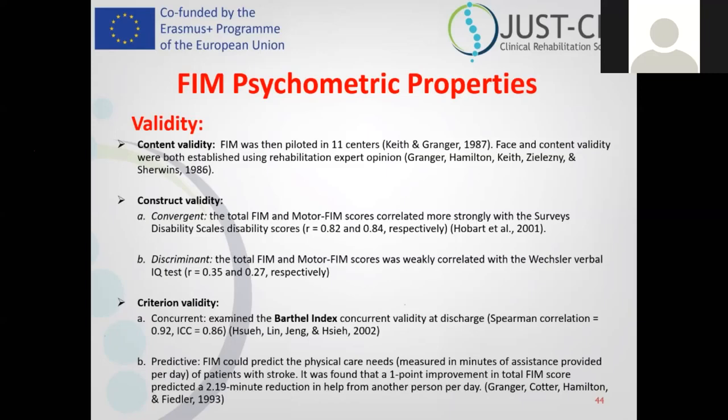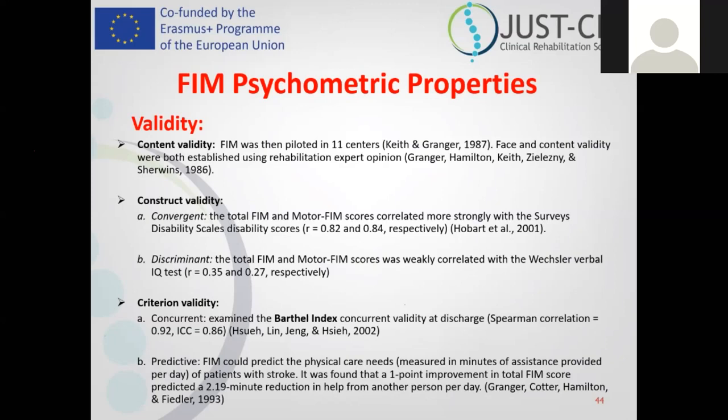The convergent validity, just to remind myself and everyone, is that when we compare the newly developed instrument with another instrument that measures the same construct, it should be highly correlated. And this was proven to be true when we compare the FIM total scores and motor subscale with the survey's disability scale, which measures the same construct, and it was highly correlated at 0.8 with the total score and 0.84 with the FIM motor subscale.